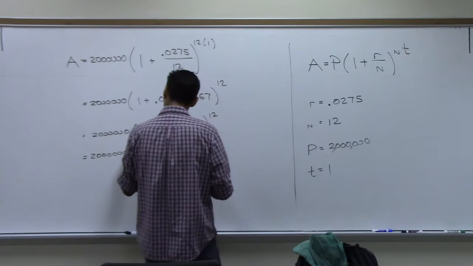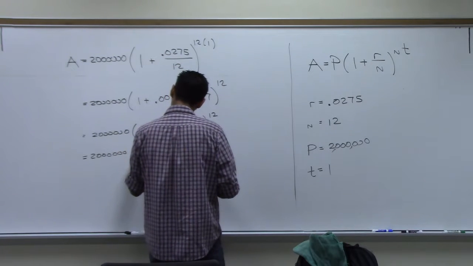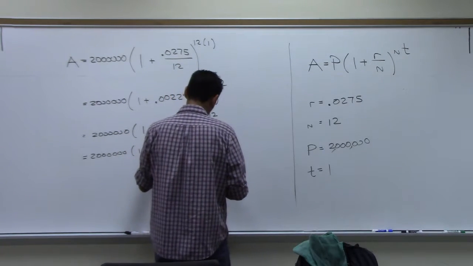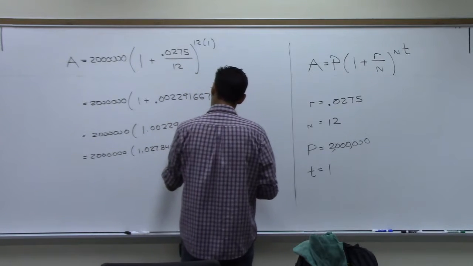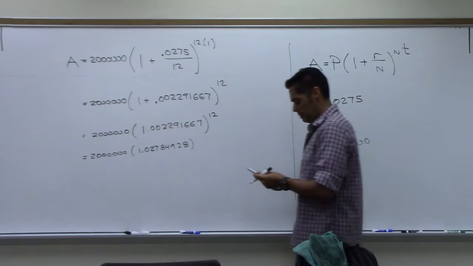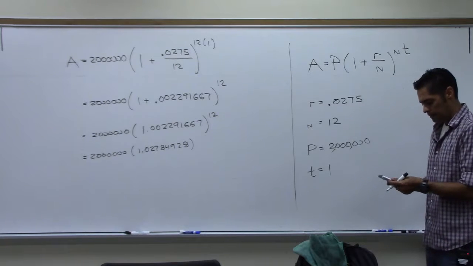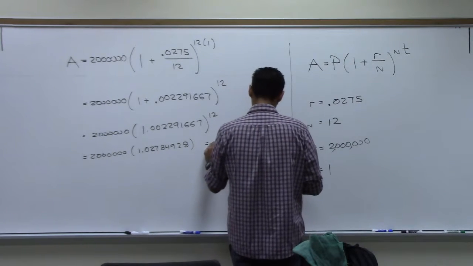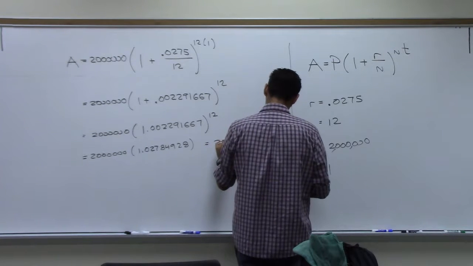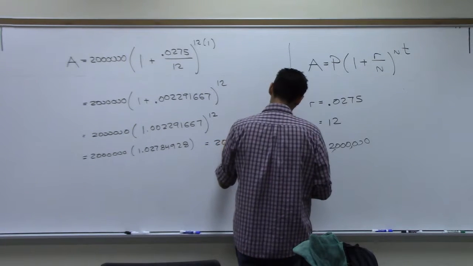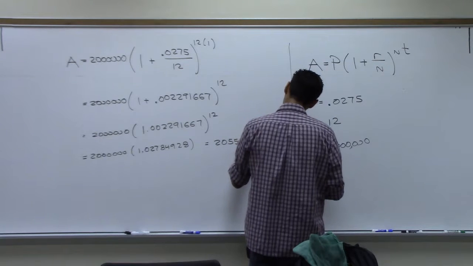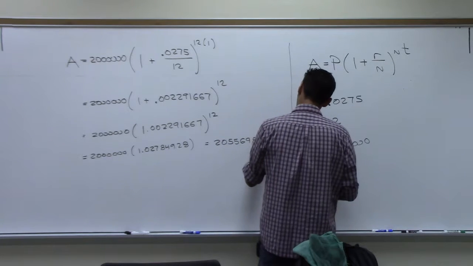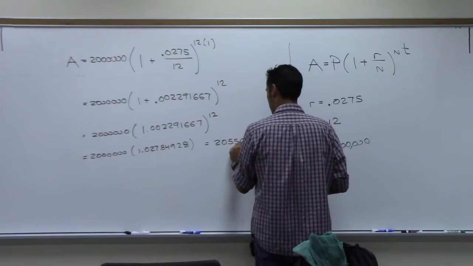After I raise that to the 12th power, I get 1.02784928. And multiply that times 2 million now, and you get 2,055,698. This is what I got, 0.56.